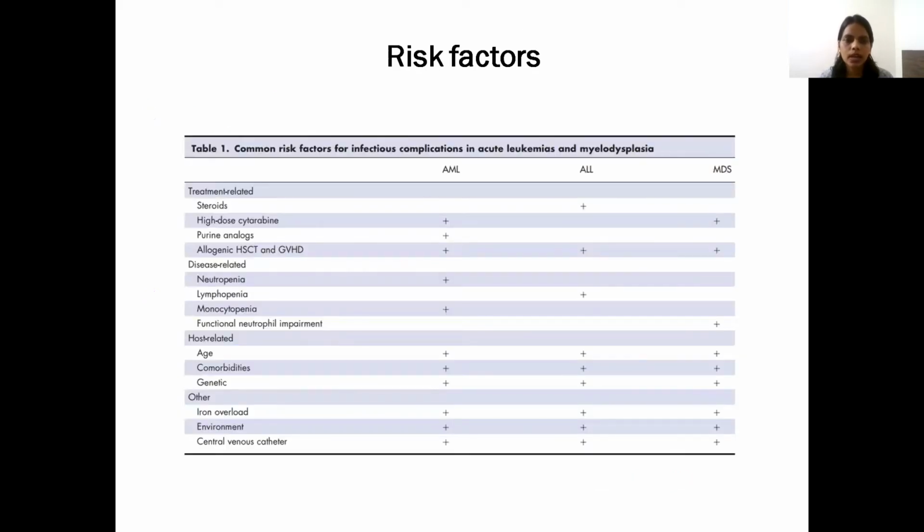Other risk factors are host-related risk factors, that is advanced age, the presence of comorbidities, and genetic factors, and environmental factors, such as the presence of a central venous catheter and invasive procedures. So this is common for all types of hematological malignancy patients.